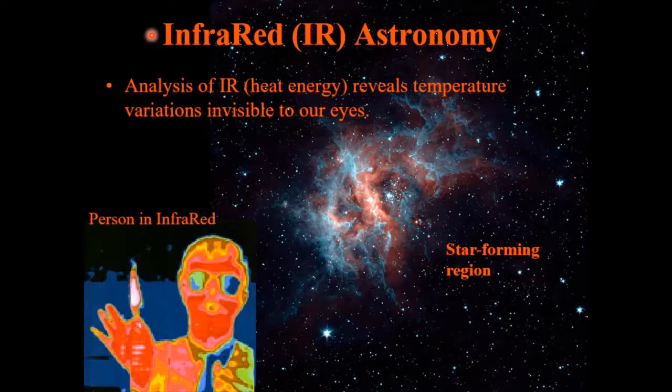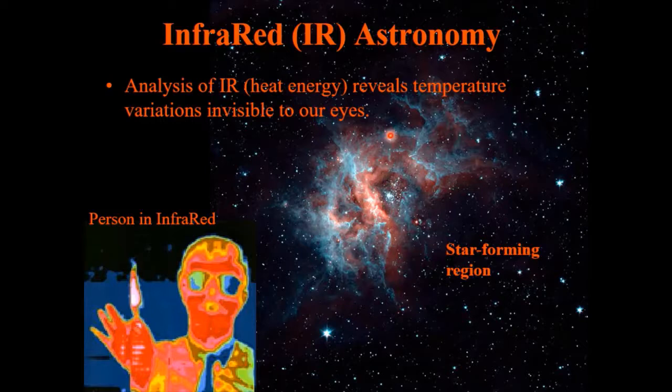So infrared astronomy, remember, infrared is heat energy that reveals temperature variations that are invisible to our eyes. So if we were able to look at a person holding a match in infrared, they might look something like this. So with infrared vision, we could see in the dark. We could see warm objects glowing by the heat that they give off. Of course, our eyes aren't sensitive to infrared, but it's easy to make infrared cameras that are sensitive to infrared.